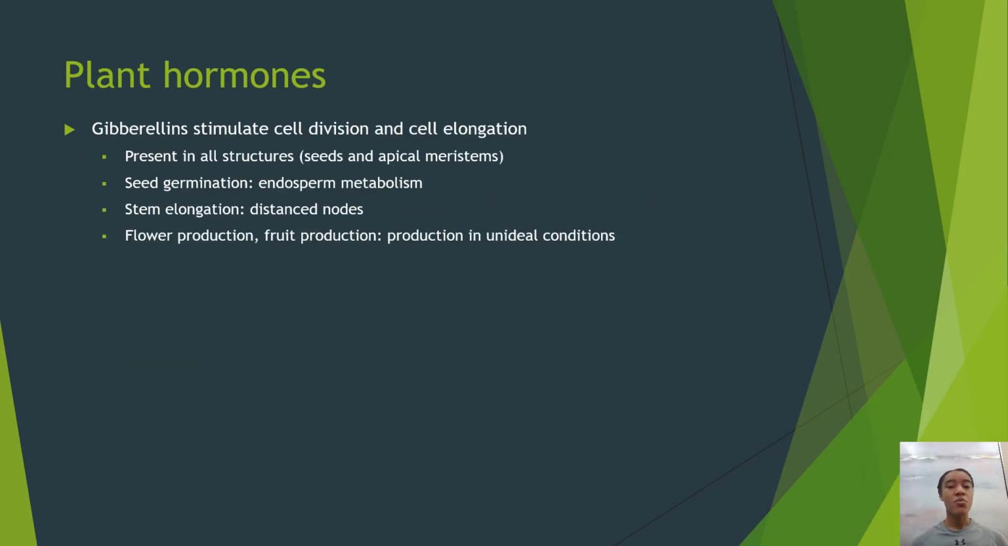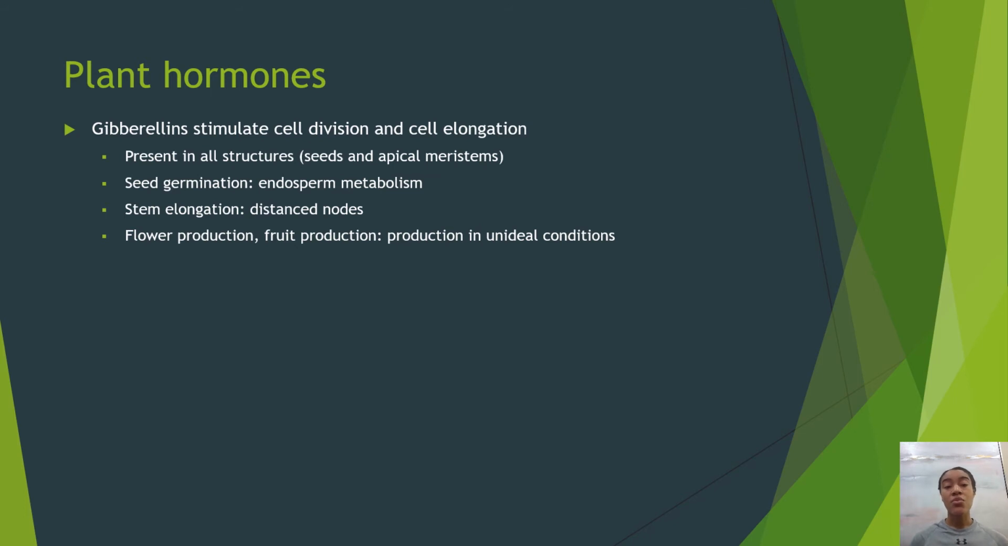The first category of hormones we're going to talk about are gibberellins, and gibberellins play most of the major roles in cell division and cell elongation. They're present in all structures of the plant, but in highest concentrations in the seeds and in the apical meristems. This makes sense because in the apical meristems, we need a lot of cell division so that the plant can continue to grow and branch. And in the seeds, the seedling needs to undergo a lot of cell division as well in order to grow and mature. So gibberellins play a major role in both of these areas and in these processes.